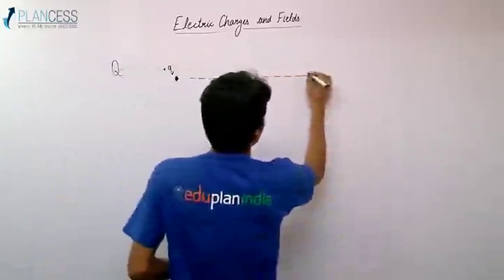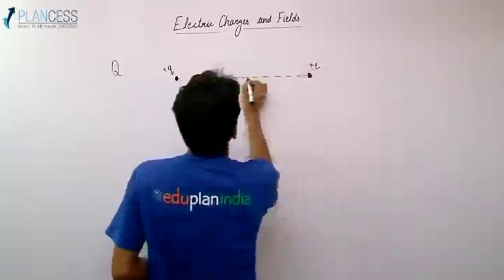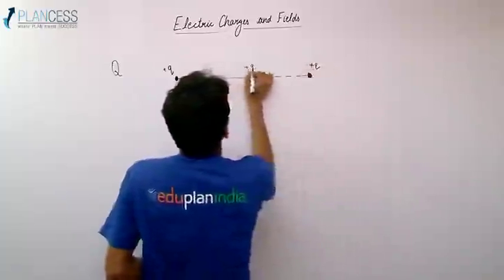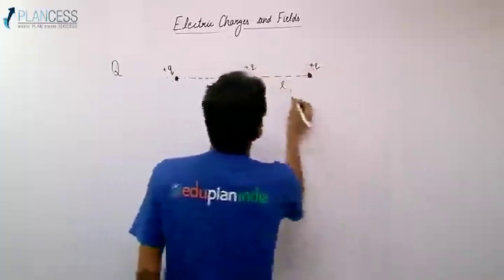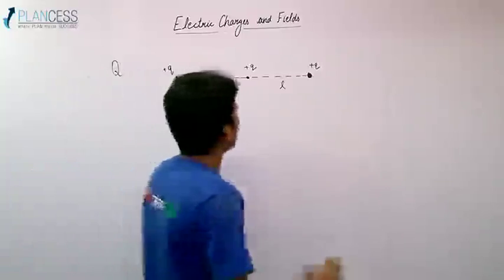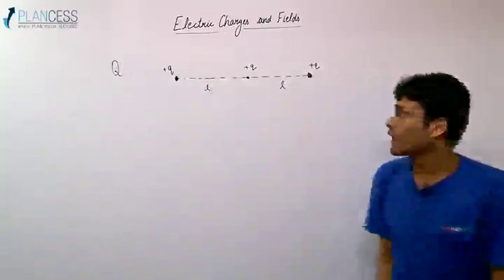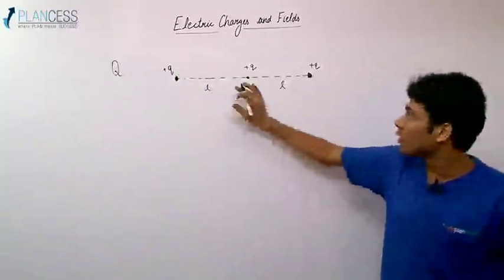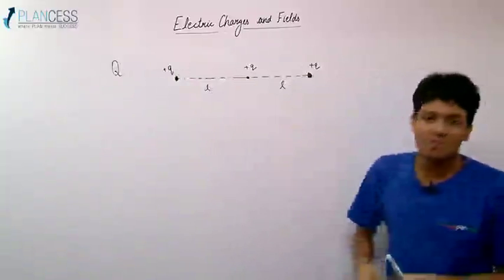This is again a plus q charge. And in the center we have another plus q charge. Let's say this distance was L. Now the question is, we have to calculate the time period for the motion of this plus q charge.